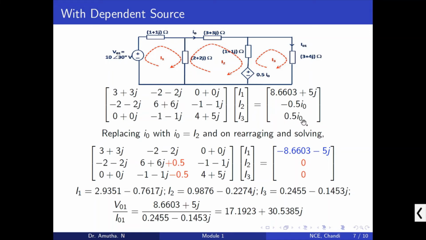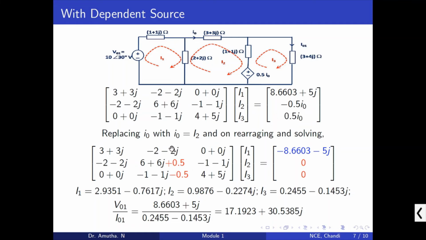positive. So 0.5 I0. As said earlier, this is the equation for the independent sources, and for the dependent source we have to have another equation. Here, if you observe, this I0 is related to I2 alone. So we are taking that relationship and applying it here, substituting this minus 0.5 I2 and rearranging.